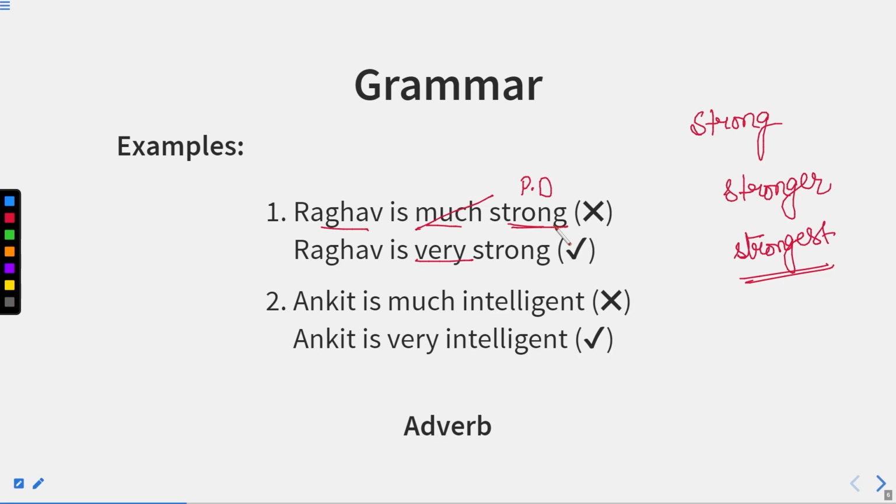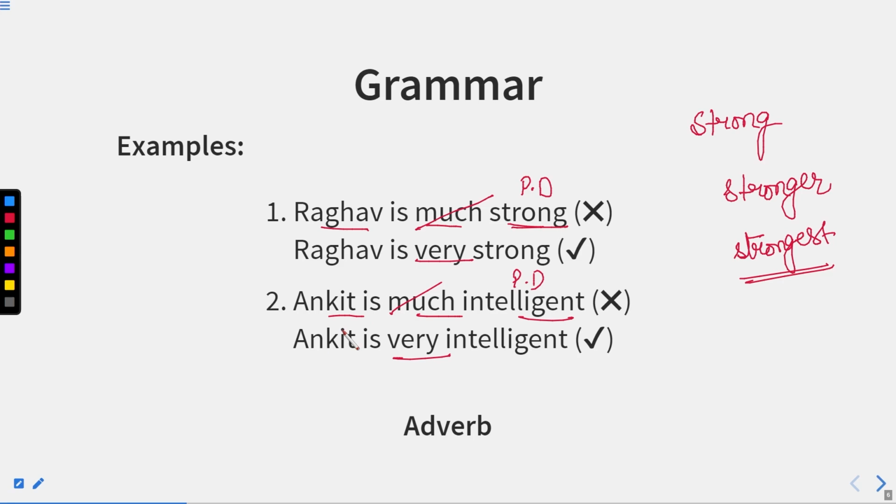But if strong were replaced with the word stronger, we should have written Raghav is much stronger. So if I had a comparative degree over here, I would have used much in place of very. Obviously, the comparative degree is used when we compare two persons. For example, Raghav is much stronger than Ravan. In that manner. Ankit is much intelligent. Now, intelligent is a positive degree of adjective again, so much should be replaced with very.